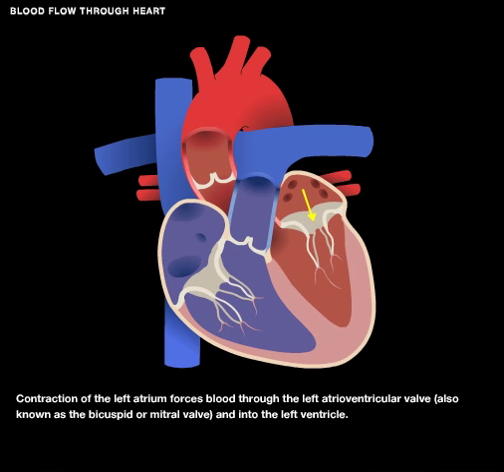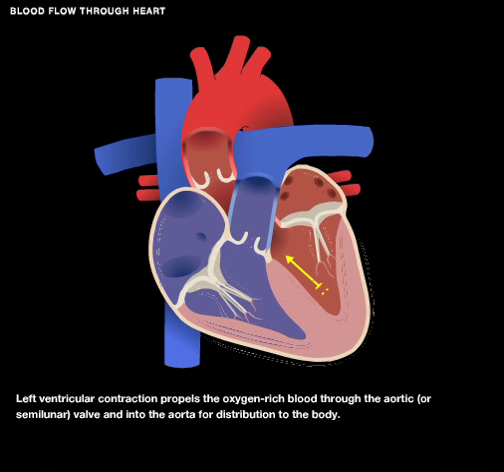Contraction of the left atrium forces blood through the left atrioventricular valve, also known as the bicuspid or mitral valve, and into the left ventricle. Left ventricular contraction propels the oxygen-rich blood through the aortic or semilunar valve and into the aorta for distribution to the body.